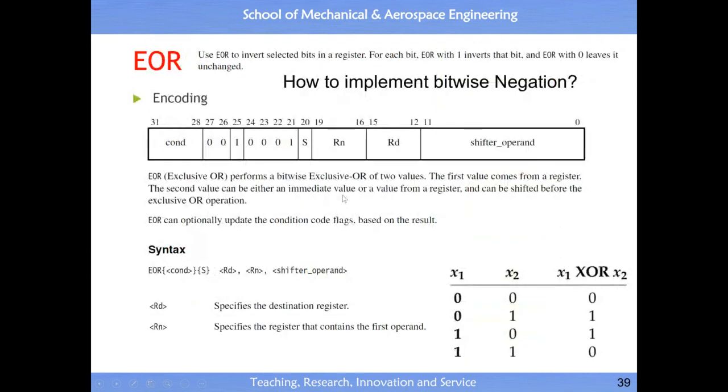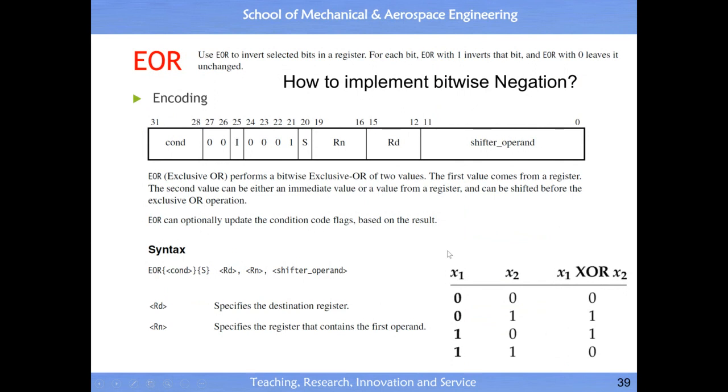All right, then exclusive OR. Exclusive OR is basically very useful for you to implement bitwise negation. Later on we'll show you. This is the encoding for this instruction. This is the syntax. You can undertake a conditional computation. And this is a truth table.